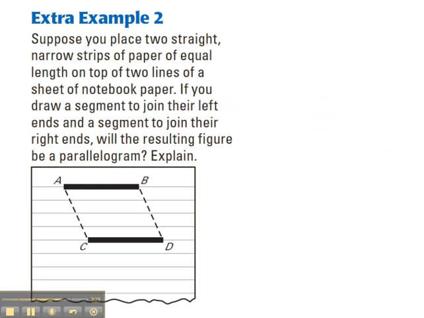Our next example, example 2, suppose you place 2 straight narrow strips of paper of equal length on the top of 2 lines of a sheet of notebook paper. So we have AB is congruent to CD. If you draw a segment to join their left ends and a segment to join their right ends, will the resulting figure be a parallelogram? Well, we have the opposite sides congruent. They're on top of parallel lines on your piece of notebook paper. So these lines are also parallel.